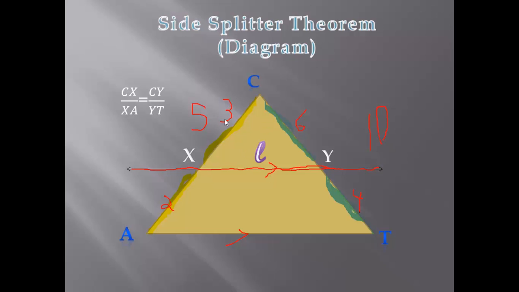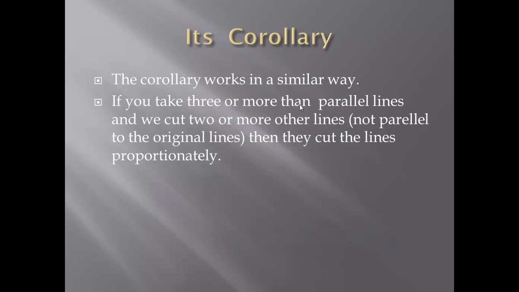So because these two sides have the same 2-to-1 ratio as these sides, and angle C is shared, this triangle can be proven similar to CXY. So that's just an example of how it can be used to prove triangles and also find side lengths, which is probably one of the more important uses of the theorem. But its corollary is also very useful.